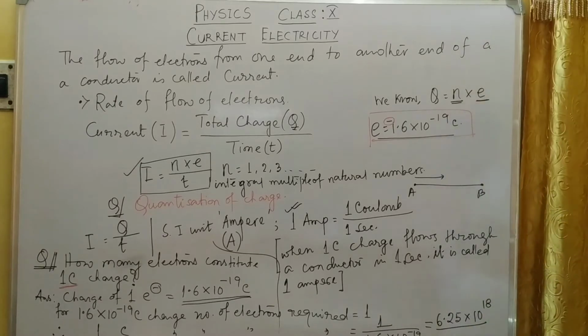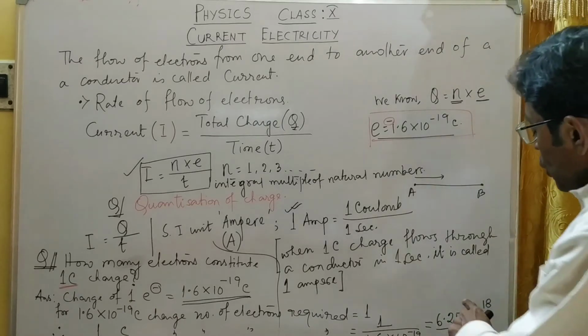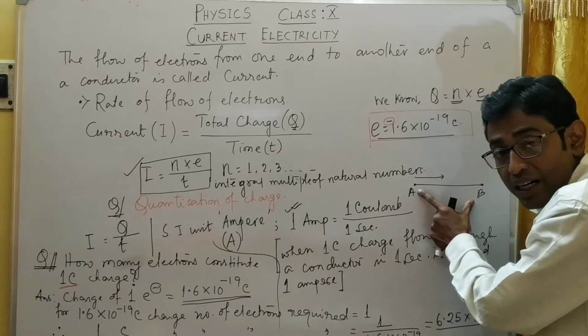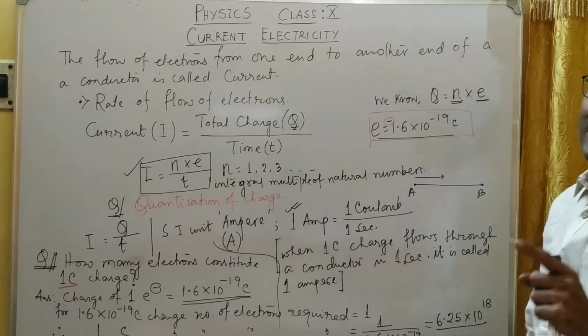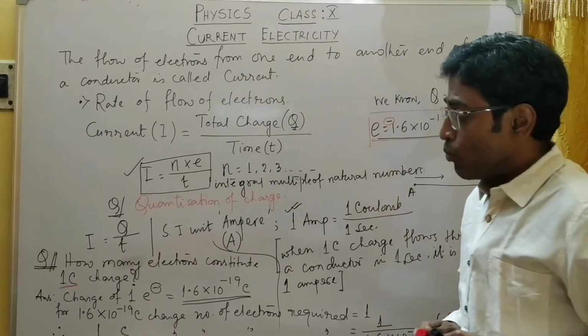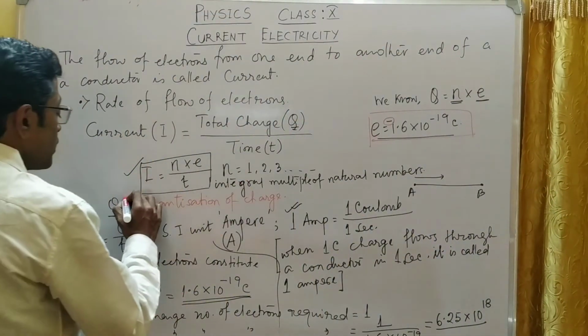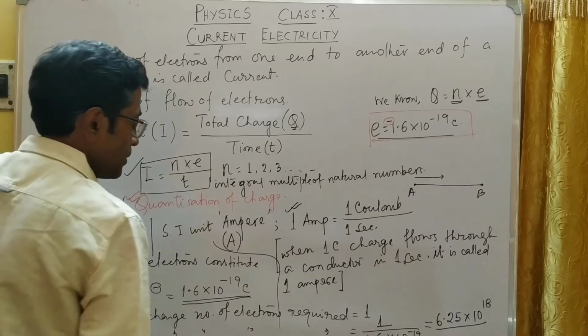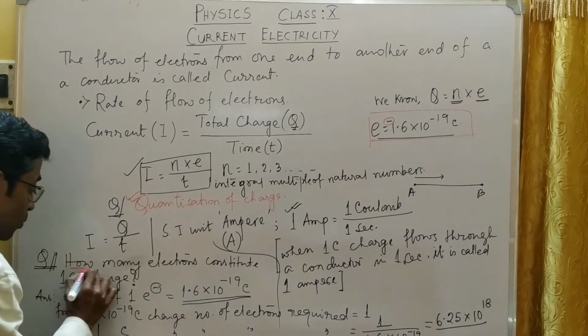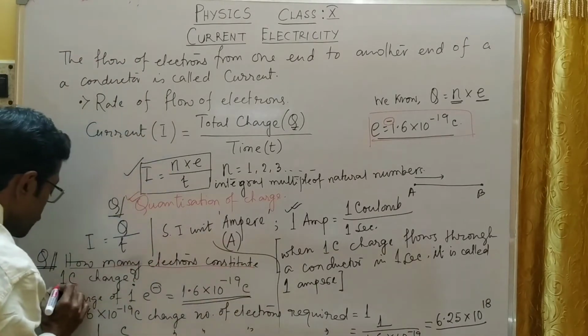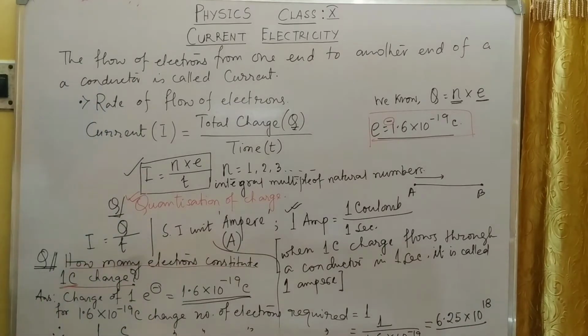So remember, 6.25 into 10 to the power 18 electrons, when they flow through a conductor, we can tell how much charge is flowing: 1 coulomb. This is very important: what is quantization of charge, and how many electrons constitute 1 coulomb charge.